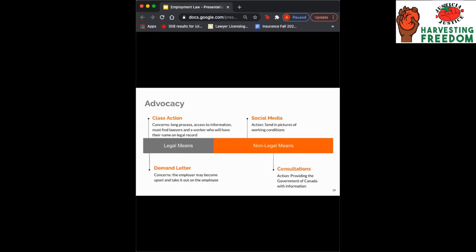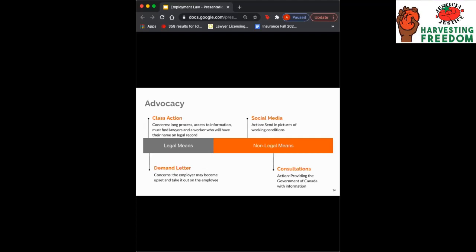Okay, so to begin with the legal means that we've explored, a class action may be a legal avenue for migrant workers to use to bring a claim against an employer in court. A class action is a unique kind of lawsuit where a group of people who have the same problem get together and sue at the same time.